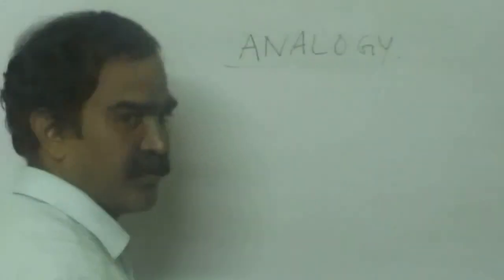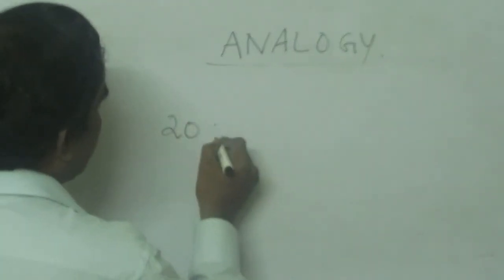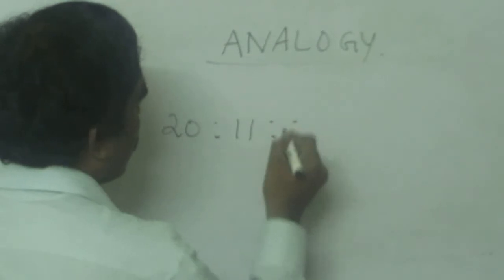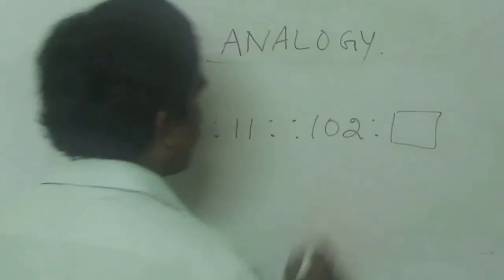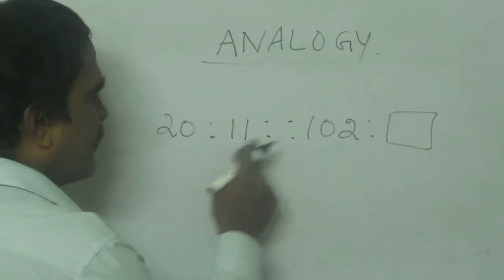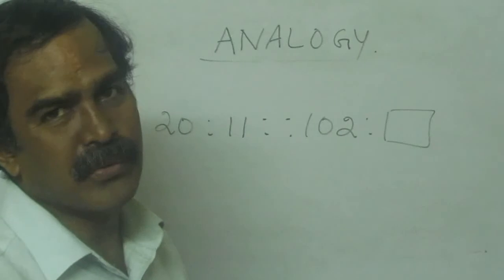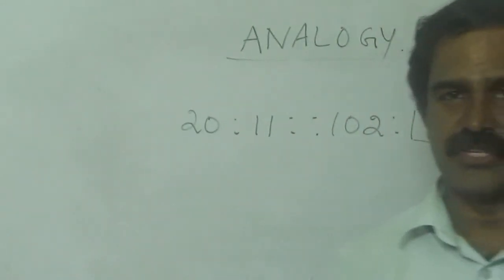Okay, the last question for this session is, if 20 becomes 11, 102 would become which number? Usually, don't subtract 9, 20 minus 9 is 11 and 102 minus 9, don't do it like that. It is not a good logic, even though it's a logic, it's a weak logic. So now you have to think about a good logic.